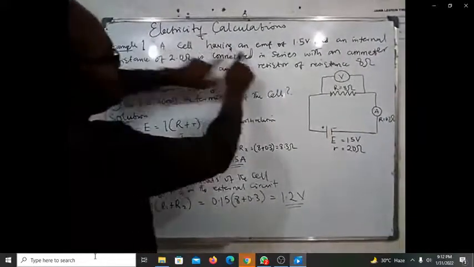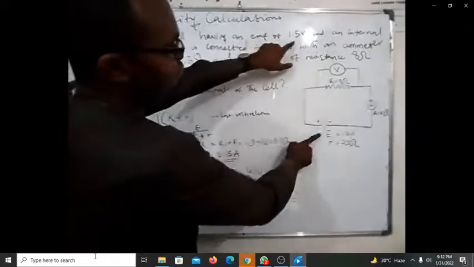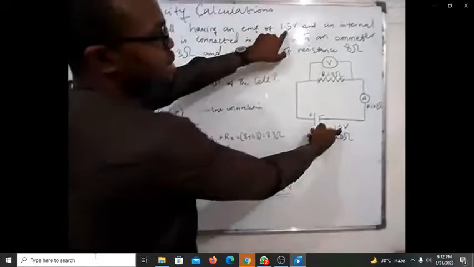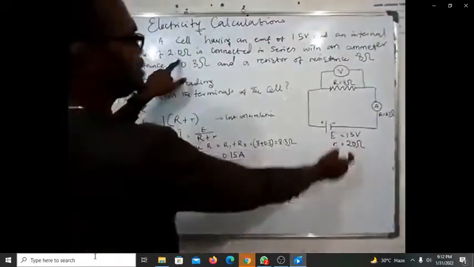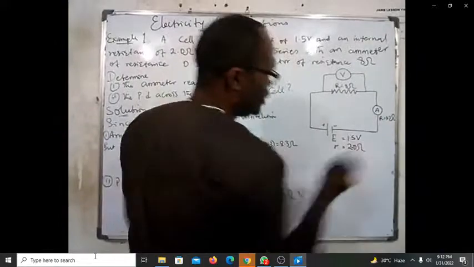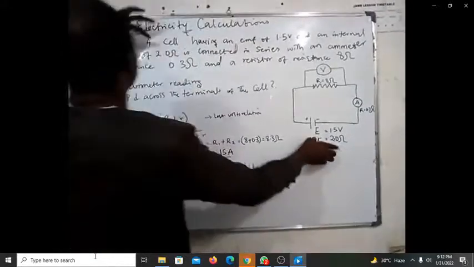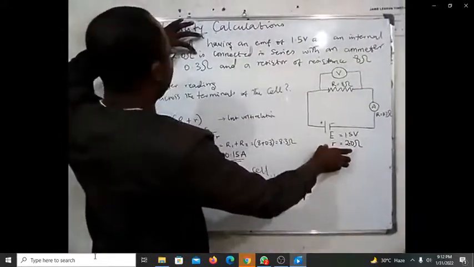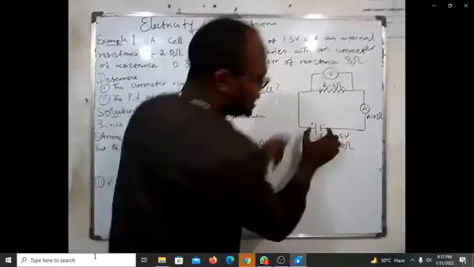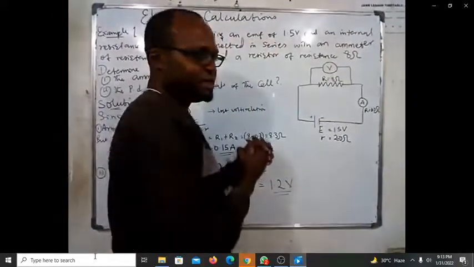A cell having EMF. This is the cell, is it not? The cell has an EMF of 1.5. Can you see that? And an internal resistance of 2 ohms, 2.0. There is a mistake here, so I'm supposed to put 2.0 ohms. This EMF of 1.5 volts and resistance of 2.0 ohms are the properties of this cell alone. You understand?